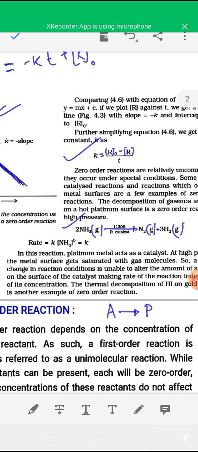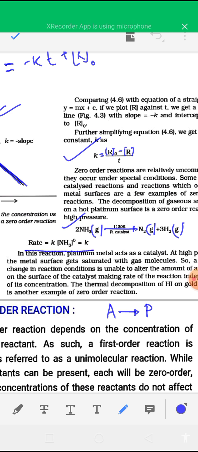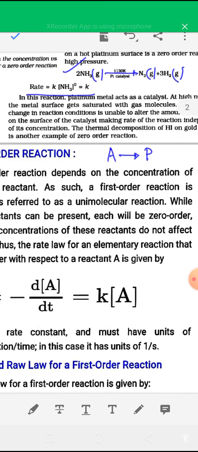Okay, and you can write the rate of this reaction. Rate is equal to K into concentration of ammonia to the power 0. So this is a zero order reaction.